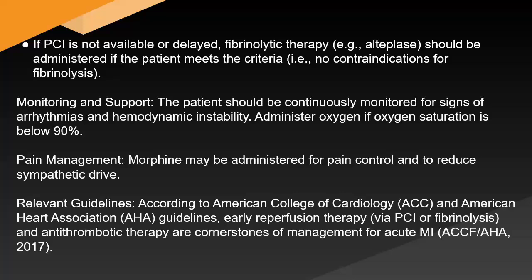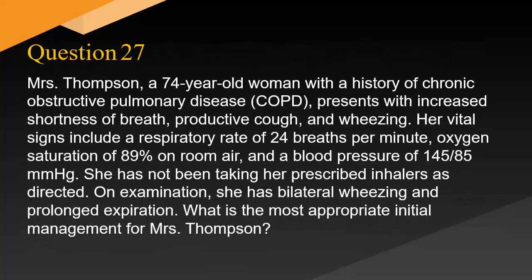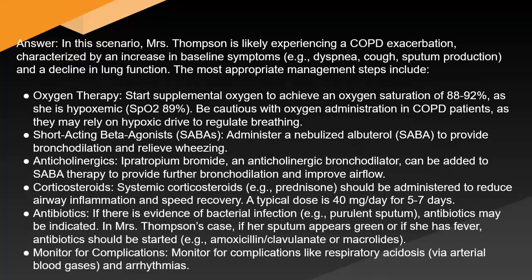ACC/AHA 2017. Mrs. Thompson, a 74-year-old woman with a history of chronic obstructive pulmonary disease (COPD), presents with increased shortness of breath, productive cough, and wheezing. Her vital signs include a respiratory rate of 24 breaths per minute, oxygen saturation of 89% on room air, and a blood pressure of 145/85 mmHg. She has not been taking her prescribed inhalers as directed. On examination, she has bilateral wheezing and prolonged expiration. What is the most appropriate initial management for Mrs. Thompson?